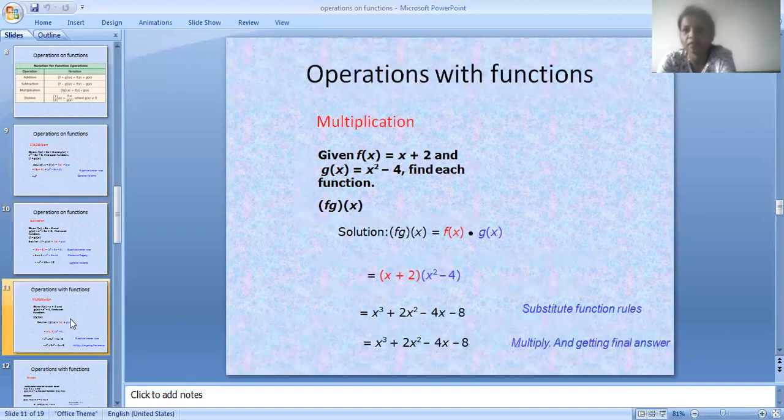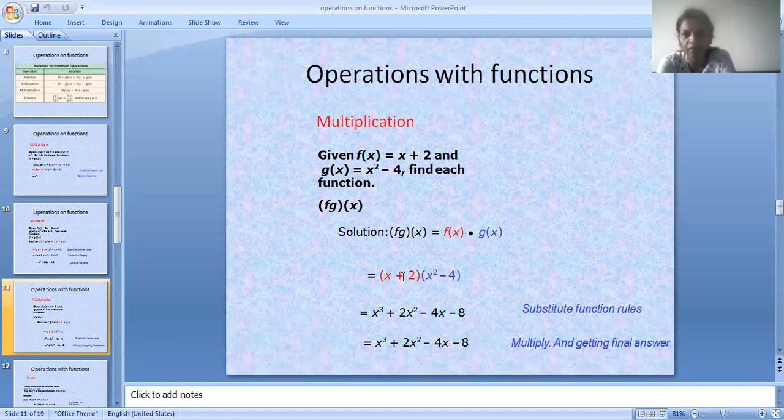The next operation with functions is multiplication. In multiplication, we take the problem: f of x is equal to x plus 2 and g of x is equal to x square minus 4. Find the value of the function f into g of x. Here f into g of x is equal to f of x into g of x.